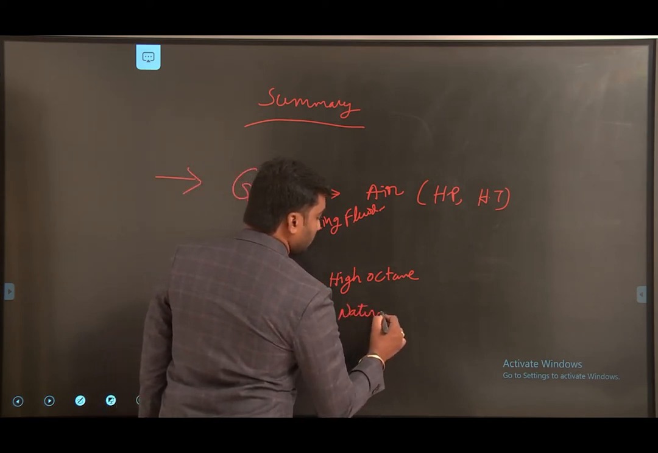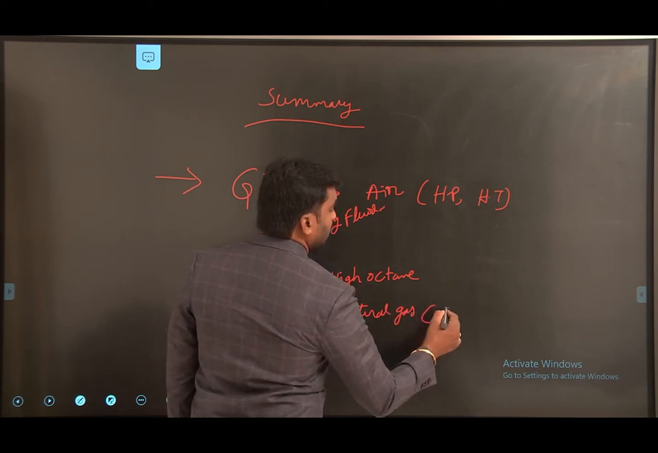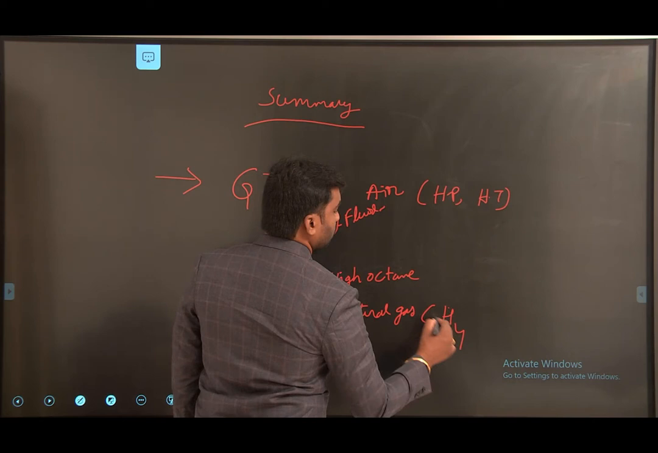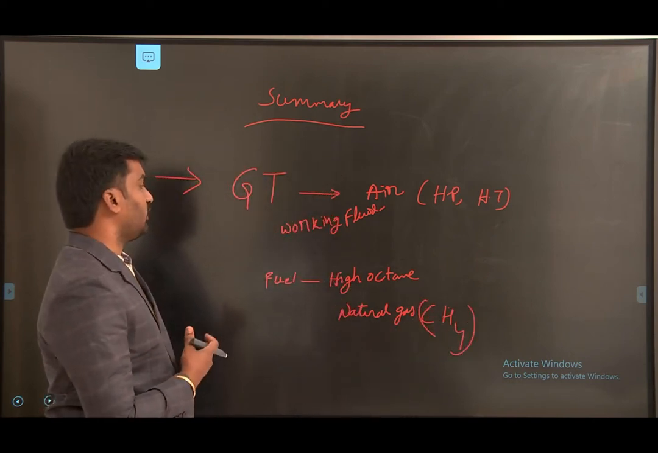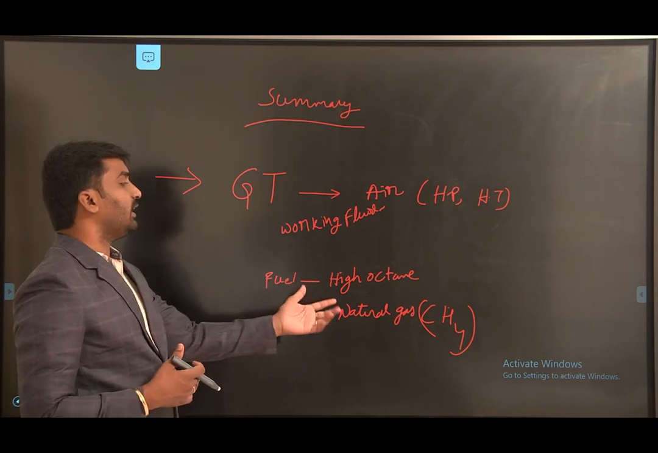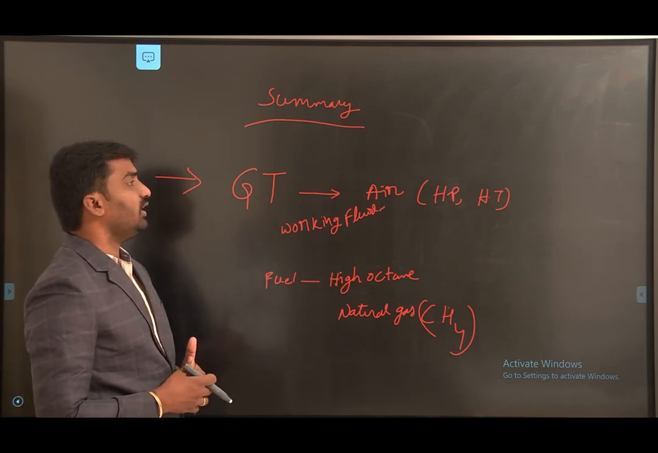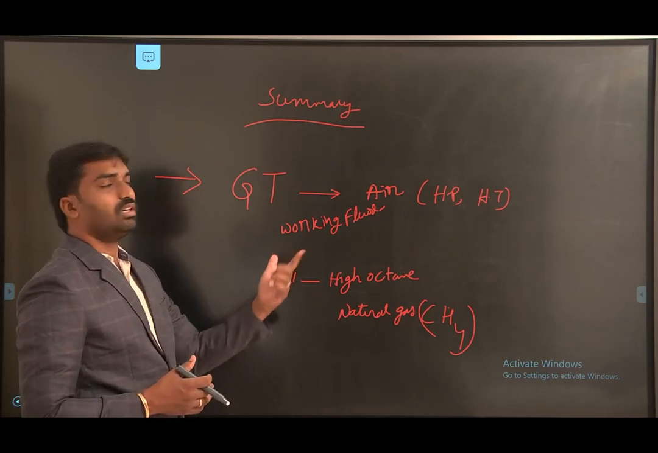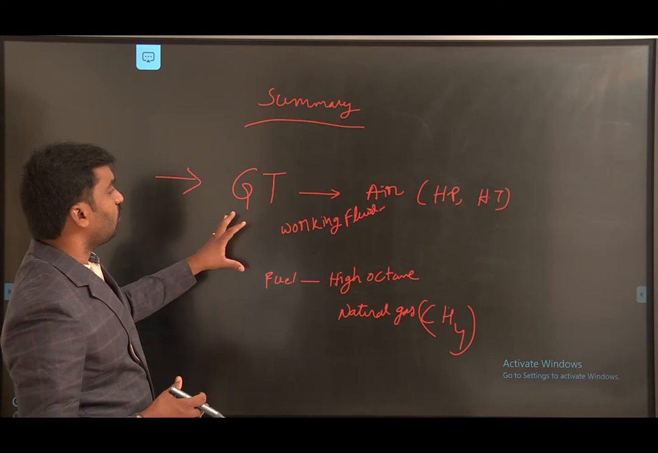What is the composition of natural gas? Natural gas mainly consists of methane, that is CH4. So the preferred fuel is natural gas, which has a high octane number, and the working fluid is air at high pressure and high temperature. These are the working fluids.